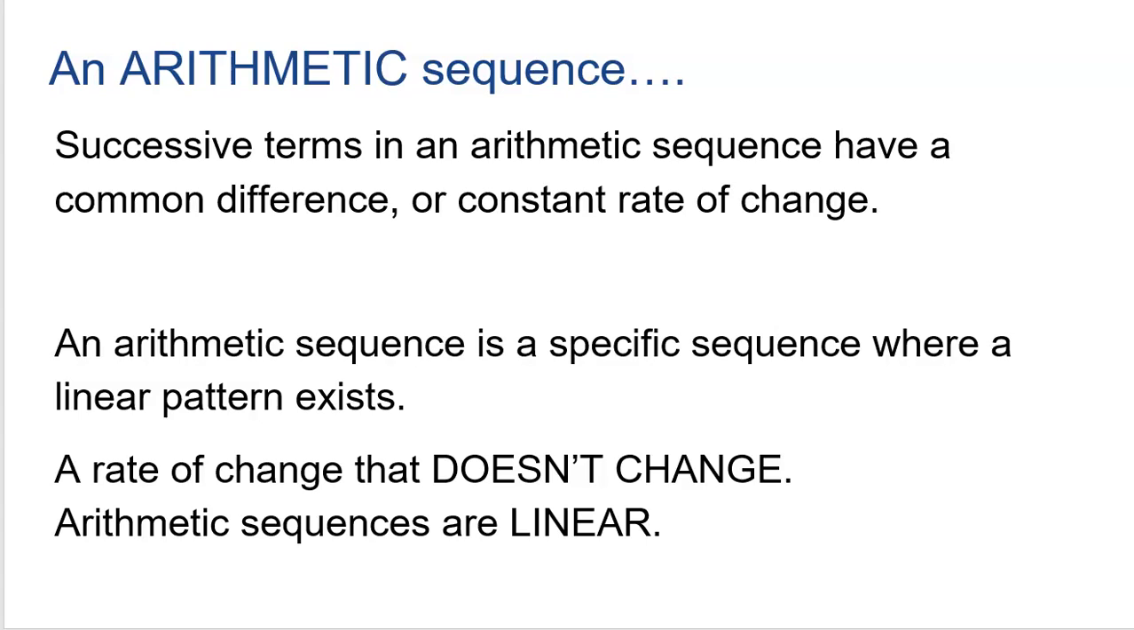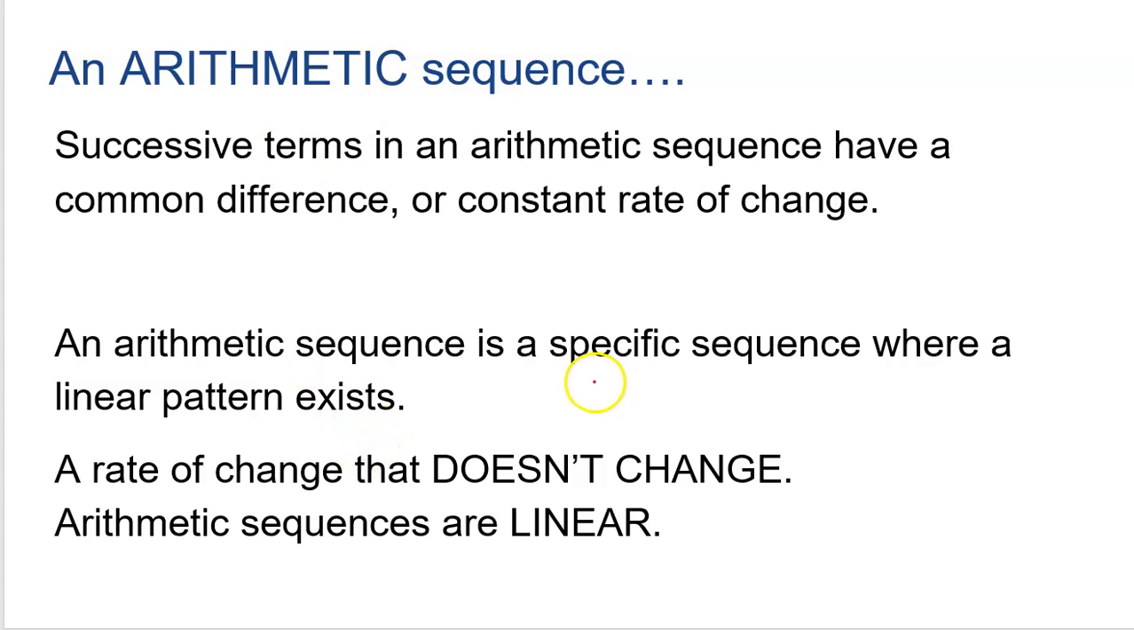So in an arithmetic sequence, here's what we have. Successive terms in an arithmetic sequence have a common difference or a constant rate of change. So the biggest thing that makes an arithmetic sequence is that there's a common difference from term to term. So successive terms have a common difference.